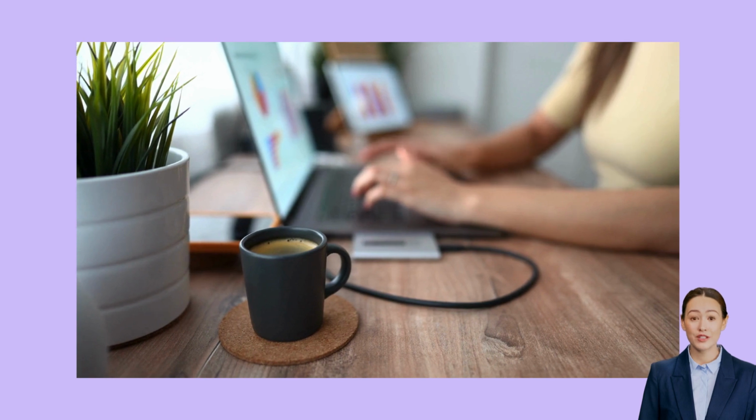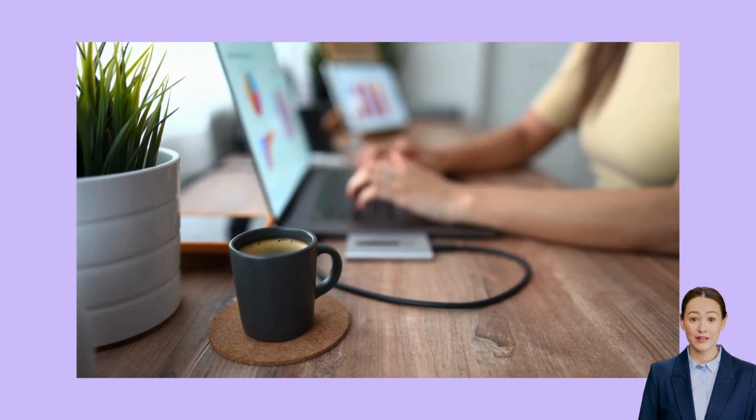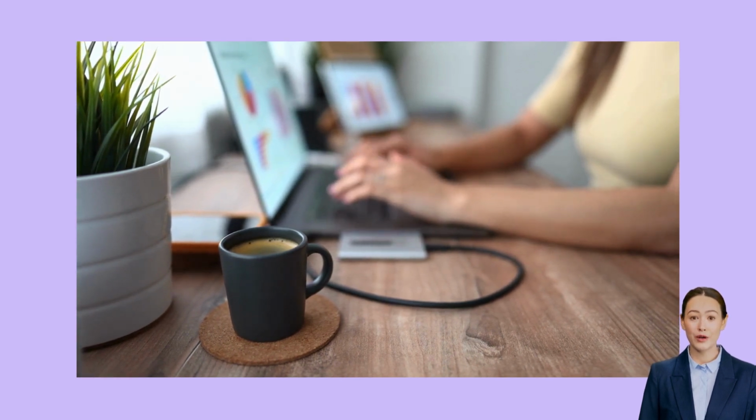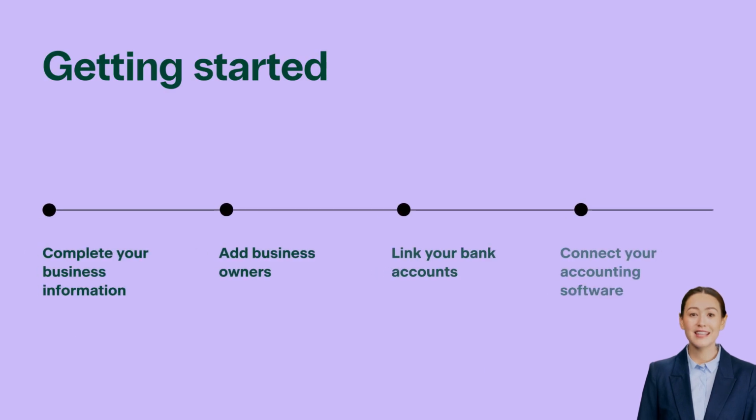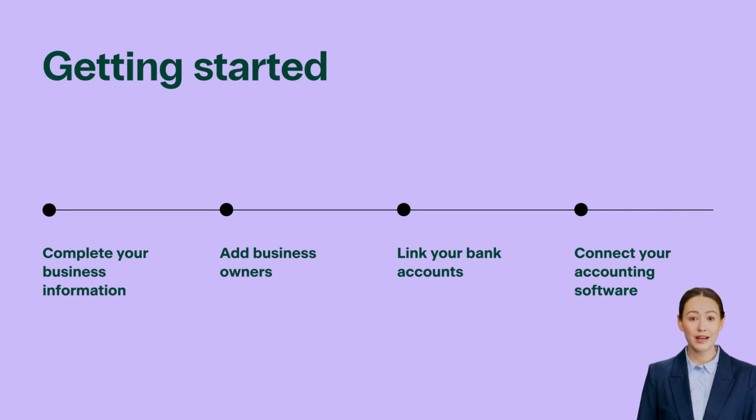The first step in using bill pay is to make sure your account is ready. You likely completed these steps when you first signed up, but if not, you will need to finish them in order to process payments. The key steps are completing your business information, adding your business owners, linking your bank account, and connecting your accounting software.